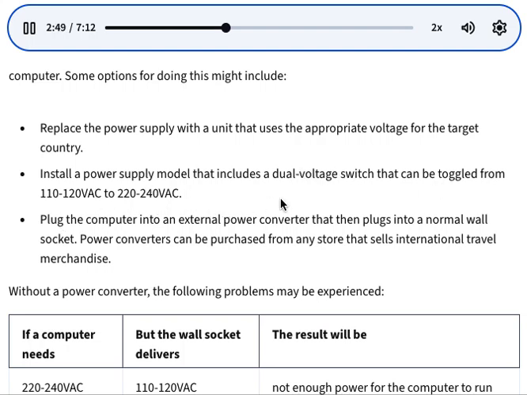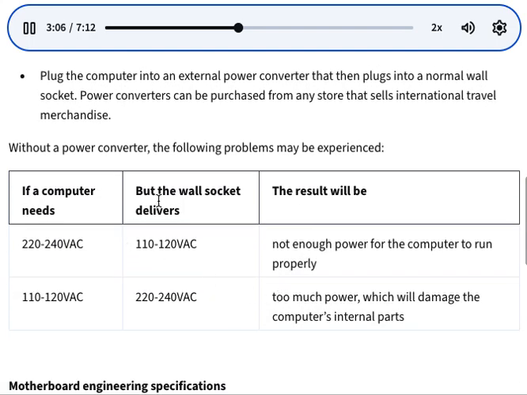Plug the computer into an external power converter that then plugs into a normal wall socket. Power converters can be purchased from any store that sells international travel merchandise. Without a power converter, the following problems may be experienced. If a computer needs 220 to 240 volts but the wall socket delivers 110 to 120 volts, there will not be enough power for the computer to run properly. If a computer needs 110 to 120 volts but the wall socket delivers 220 to 240 volts, there will be too much power, which will damage the computer's internal parts.